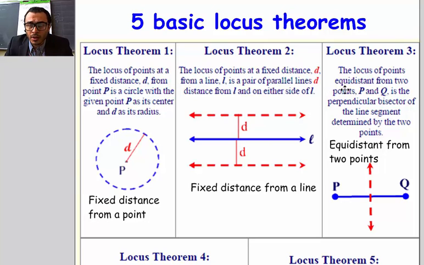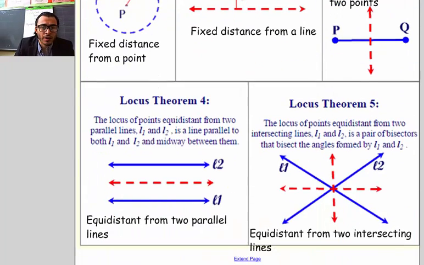Then the third video we did a locus of points equidistant from 2 points, and we said that will produce the perpendicular bisector of the 2 points. Fourth video we looked at the locus of points equidistant from 2 parallel lines, and we said that that will produce a single line midway between the 2 given lines. And then the last video we just had prior to this one, locus theorem 5, equidistant from 2 intersecting lines, and we said that in that locus theorem you would have the pair of bisectors that bisect the angles formed by the given lines.